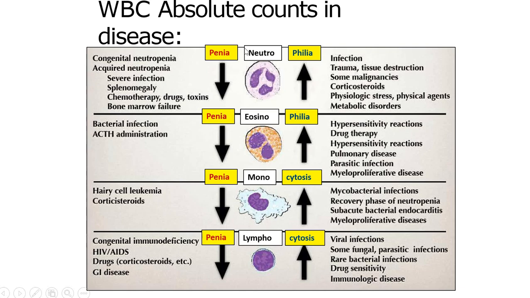So I'm just going to tell you about the conditions which are seen in the different penias and philias. Whenever there's neutropenia, you have to think about congenital neutropenia, acquired neutropenia, severe infections, splenomegaly, post-chemotherapy, drugs and toxins, or marrow failure. Whenever there is neutrophilia, which means the count is increased, where do you see it? In infections, trauma, post-steroids, and metabolic disorders. So in all these conditions, you see neutrophilia.